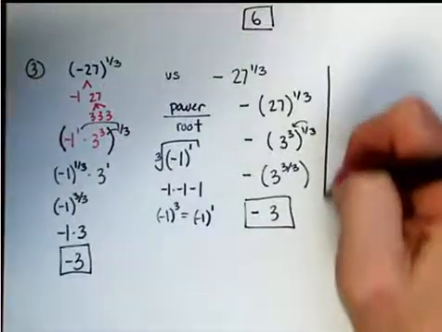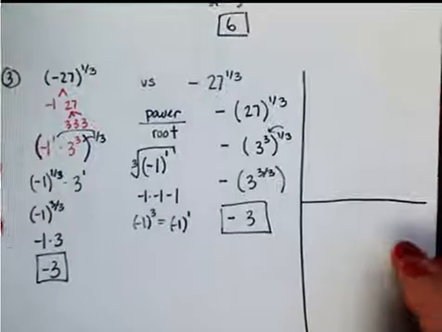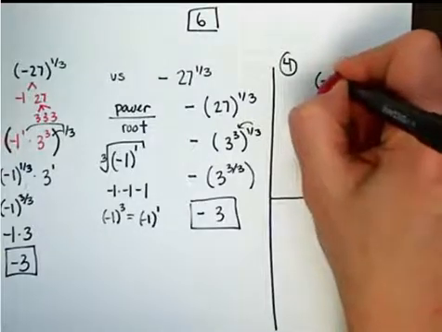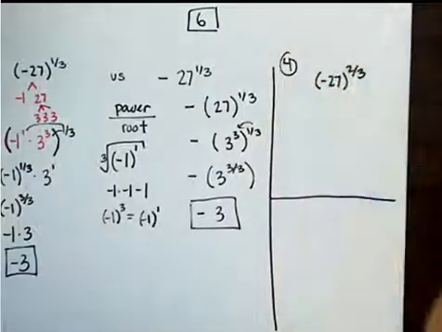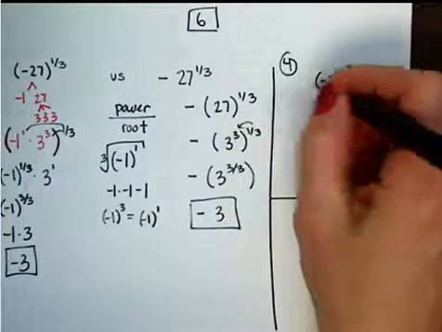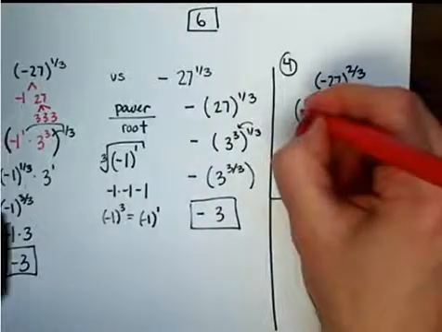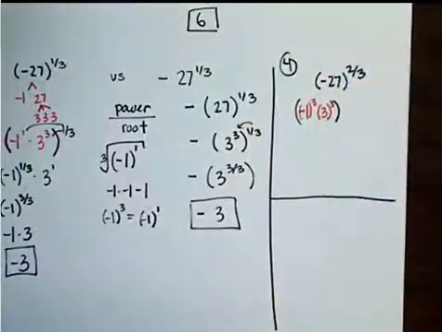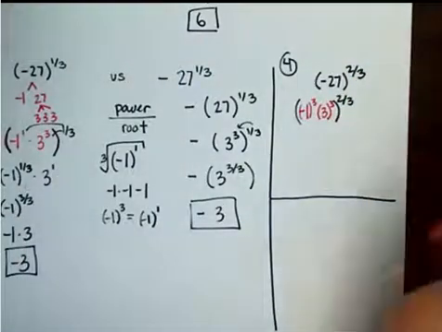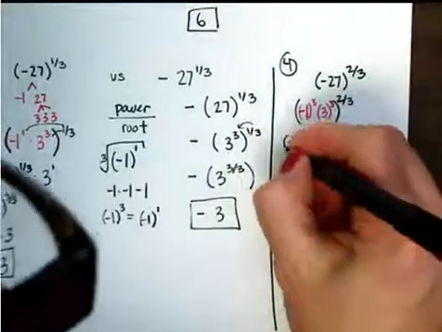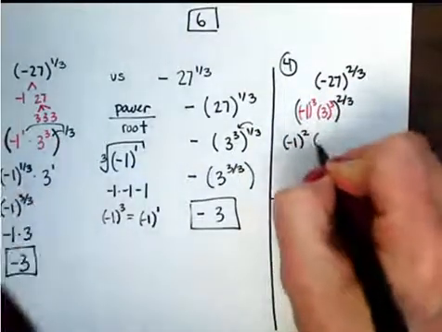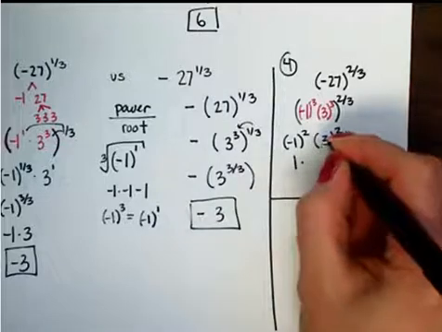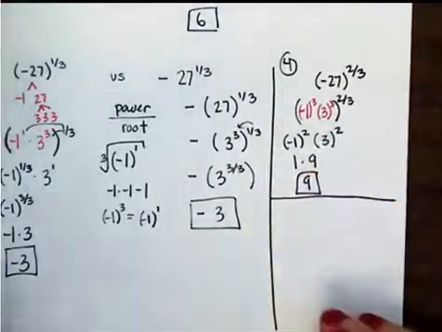Good. Let's take a look at what would happen if I had an even power. Okay, let's do, we'll keep this negative 27 to the 2/3. Okay, so I've got a lot of the same work here. So I'm going to rewrite this. Okay, negative 1 cubed, 3 cubed. Okay, I'm going to distribute my exponent. Okay, so that leaves me with a square. Well, negative times negative is positive. 3 times 3 is 9. And the result is positive 9.